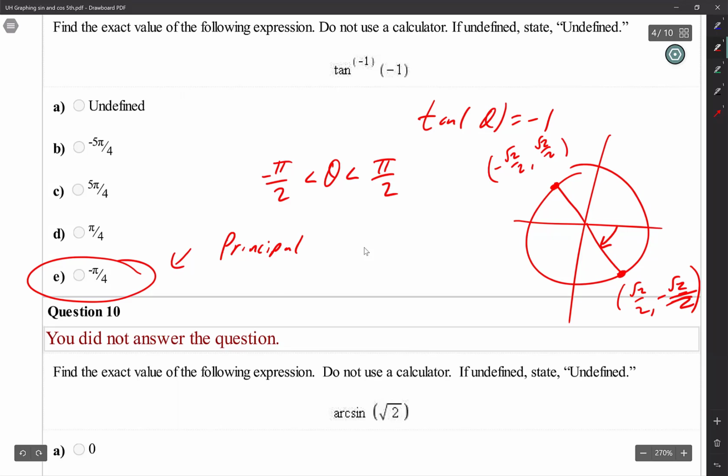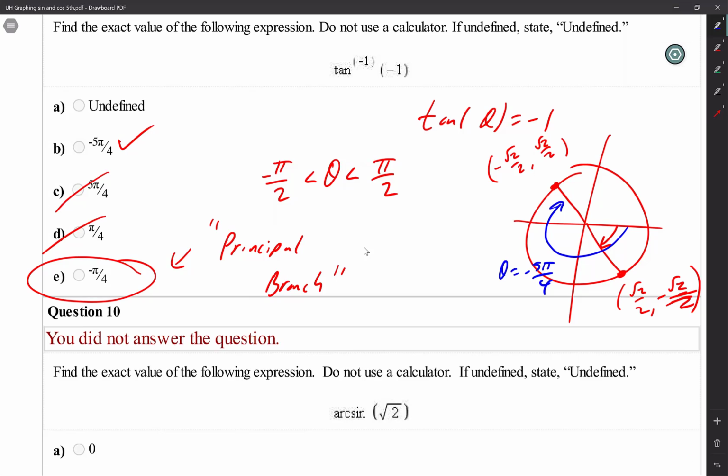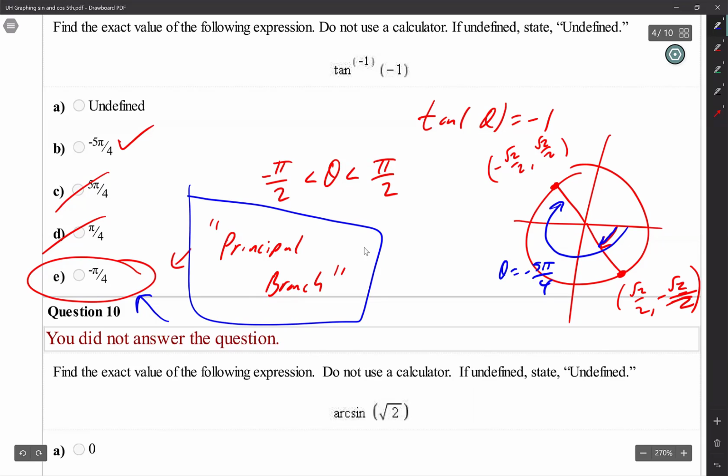Now, if you get it right, but they count it wrong because you did not choose an answer on the principal branch. So if you would have done this, let's see, what's another one that's correct? That one's not correct. 5 pi over 4, no. This one's correct. So if you would have done this one, that is also correct. Negative 5 pi over 4 is an answer. The better answer is negative pi over 4. So I guess to make a long story short, what's the principal branch? It's the one you hit first. See, this is the answer you hit first. So that's why it's a negative pi over 4.